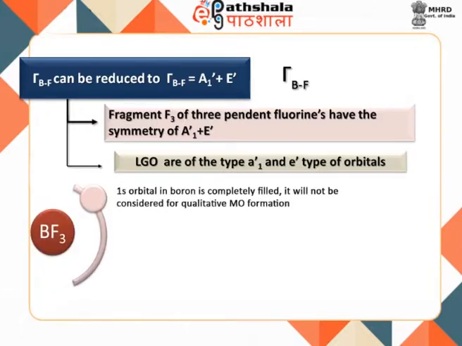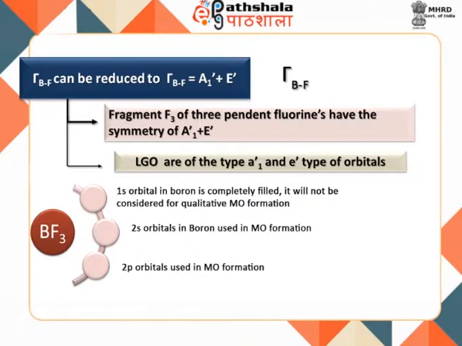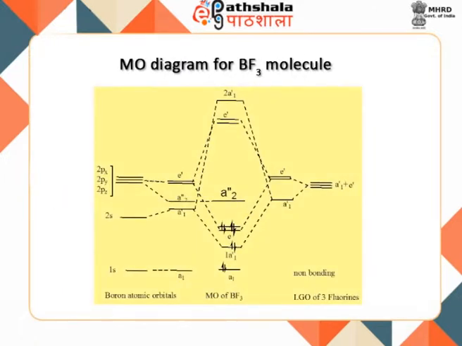The 1s orbital in boron is completely filled, and it will not be considered for qualitative molecular orbital formation of the BF3 molecule. The 2s and 2p orbitals in boron are used in molecular orbital formation. Lastly, using ligand group orbitals of A1 dash and E dash type on the right hand side of the diagram and the symmetry of the atomic orbitals of the boron atom on the left hand side, and matching the symmetry and taking energy into consideration, the molecular orbital diagram for the boron trifluoride molecule has been constructed as shown in the figure.